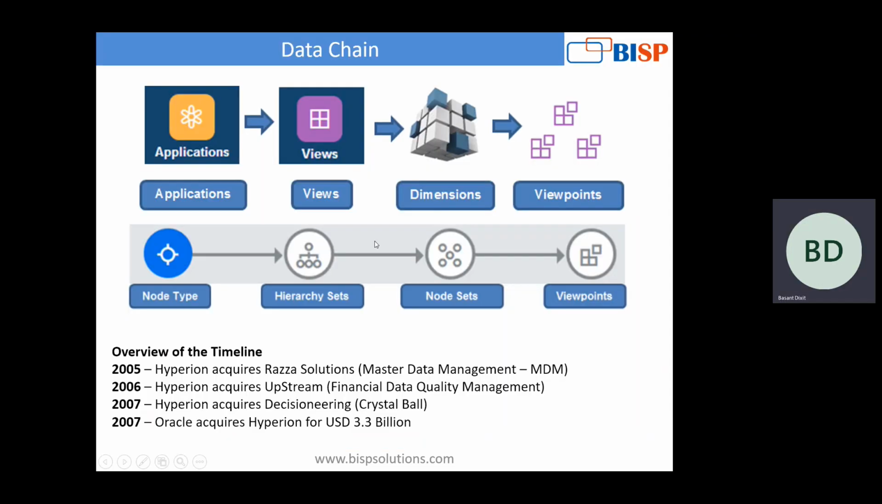Okay, so let's go to the data chain object here. The data chain object is just a sequence of data, like metadata. We have the application, then we have views, dimensions, and viewpoints. Suppose for every application we have node types, and under node types you have hierarchy sets and node sets, and we can view them further in the viewpoints. So the data chain is just a set of objects, you can say. I also put in the timeline for it, so you can read it as well.